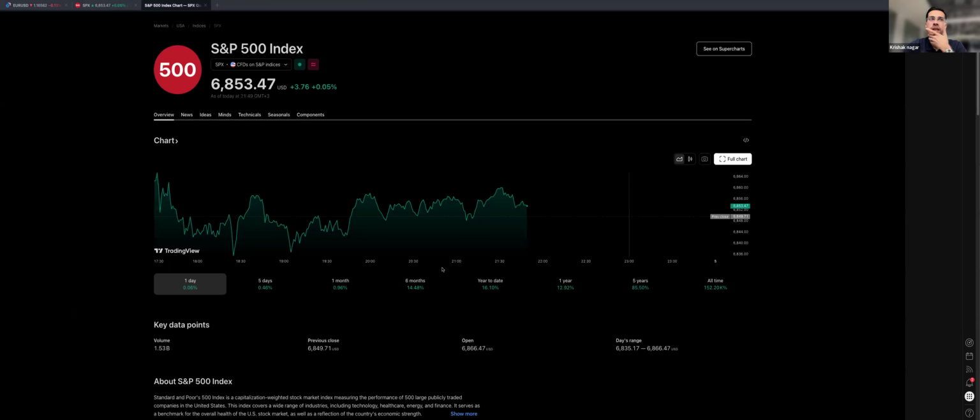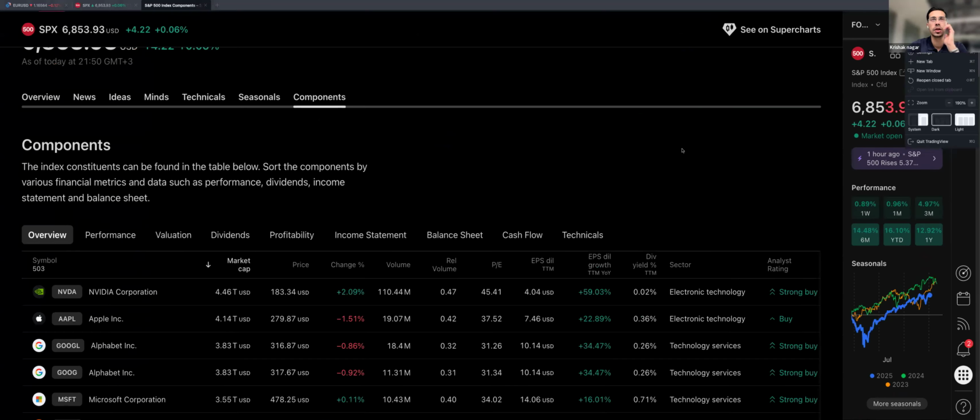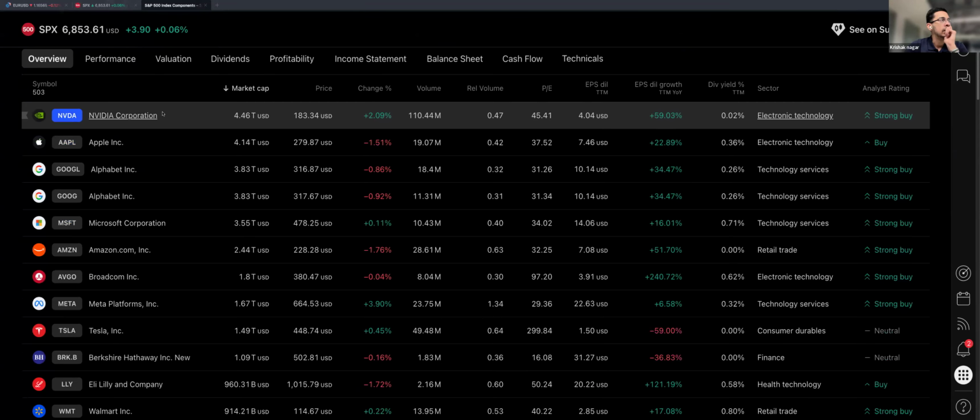S&P 500 is an index that tracks the performance of the top 500 companies in the US, and this is what I have invested in, the top 10 companies in S&P 500. There you go. Largest holdings. These are the top 10 companies. Let me zoom in. I know the chart is a bit blurry. I'm gonna zoom in for you so you can see the screen a bit clearly. Okay, there you go. So this is what I have invested in: Nvidia, Apple, Alphabet, Microsoft, Amazon, Broadcom, Meta, Tesla.